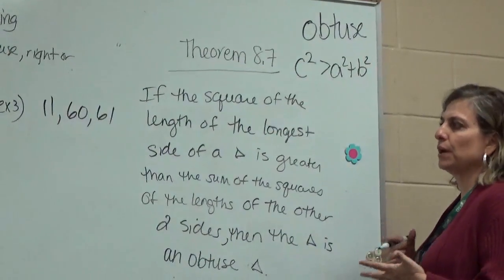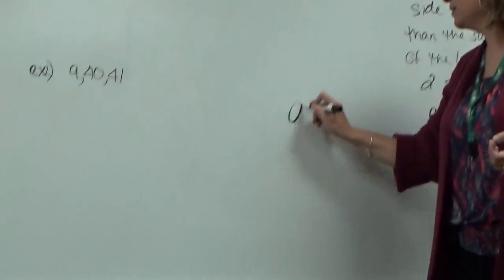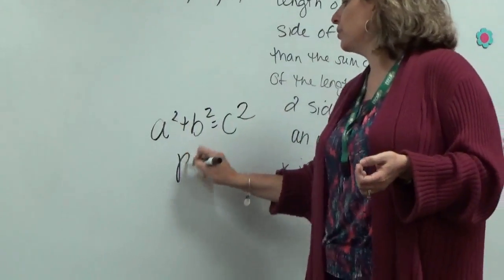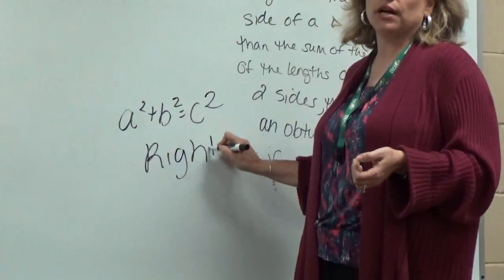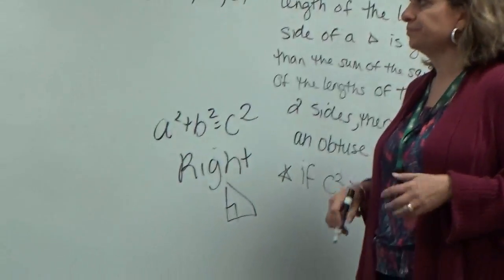What happens if we know a squared plus b squared equals c squared? If a squared plus b squared equals c squared, hopefully you know that that would be a right triangle. So a right triangle always has a 90-degree angle.